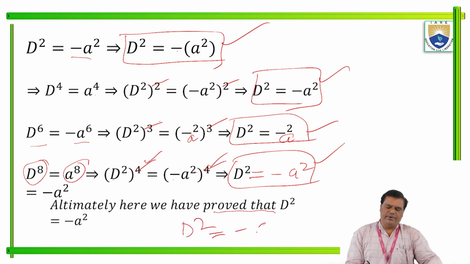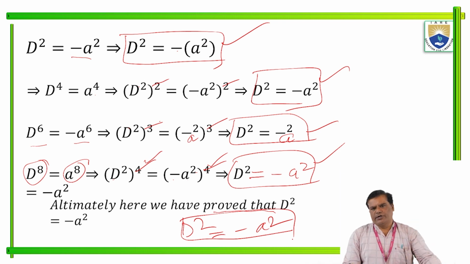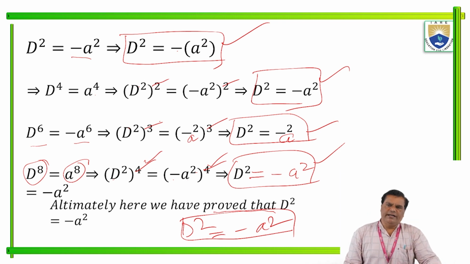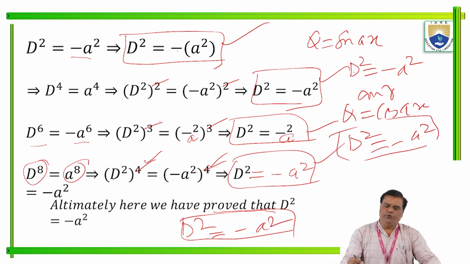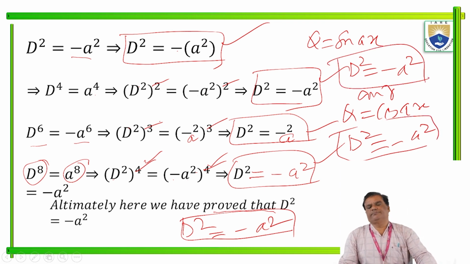D square equal to minus a square for both cases, either q equal to cos ax or q equal to sin ax. If q equal to sin ax, then we put d square equal to minus a square. And if q equal to cos ax, then we also put d square equal to minus a square. This is the condition. We have proved the condition here. In both cases we have the same condition.